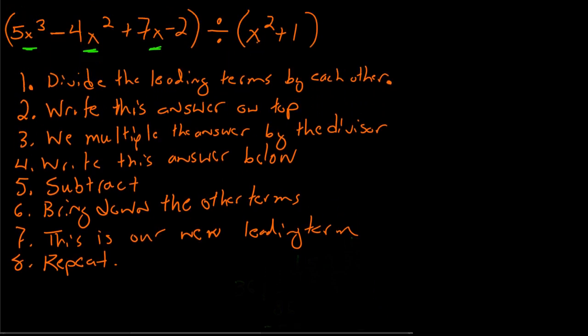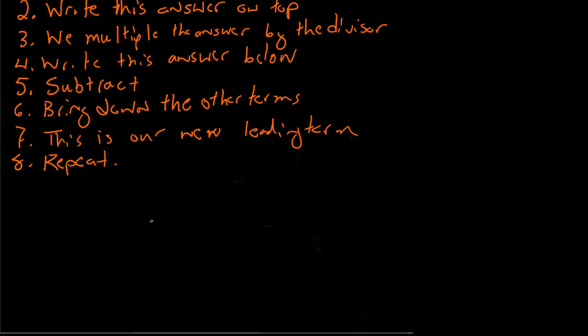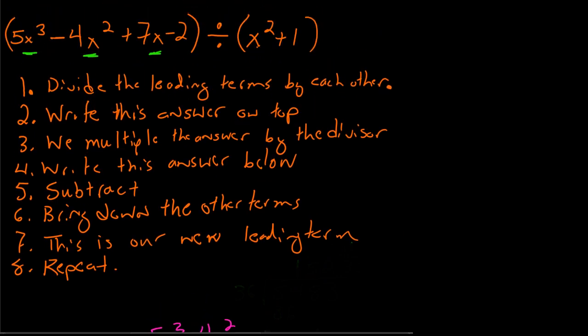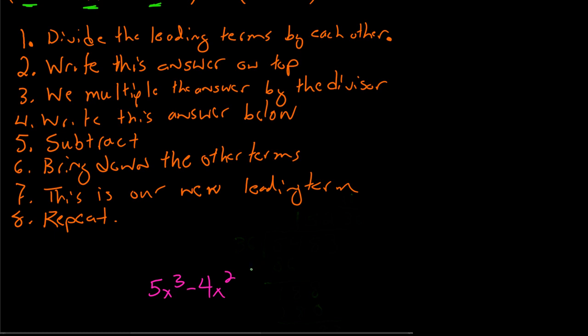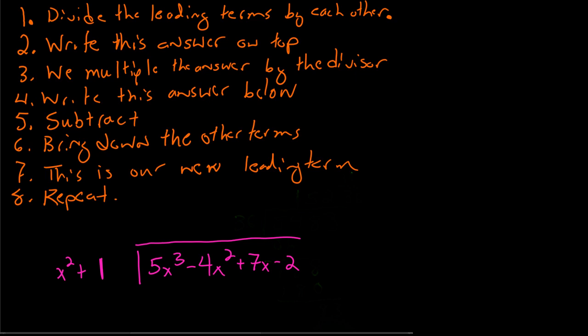Alright, so 5x cubed minus 4x squared plus 7x minus 2, divided by x squared plus 1. Yep, all right. So I'll put it here.